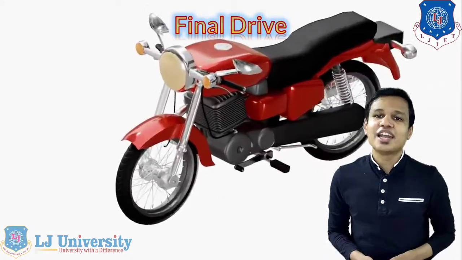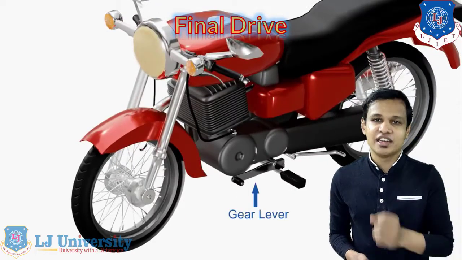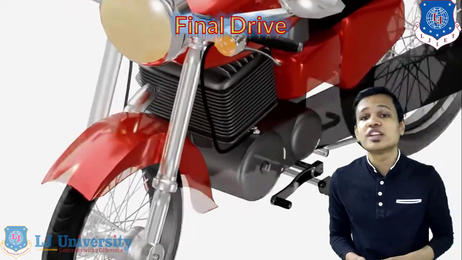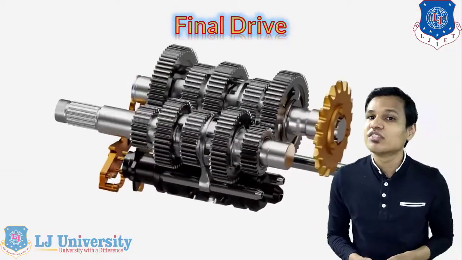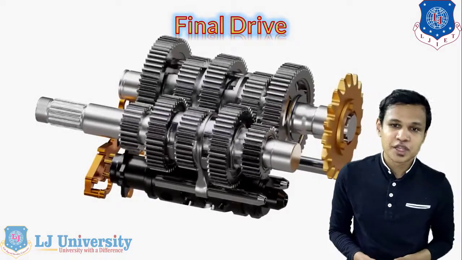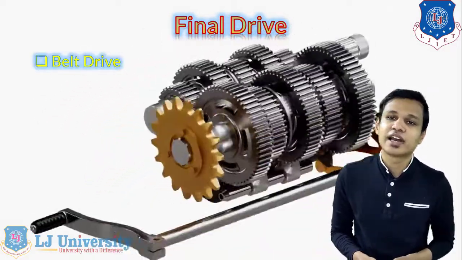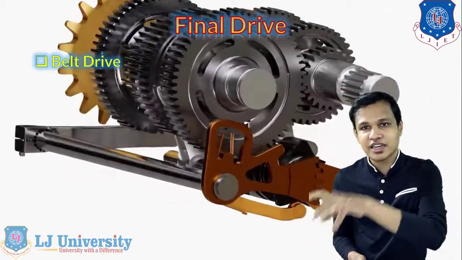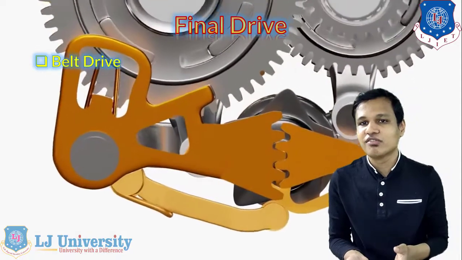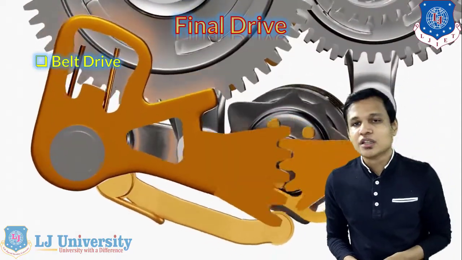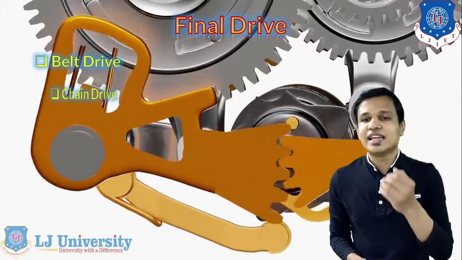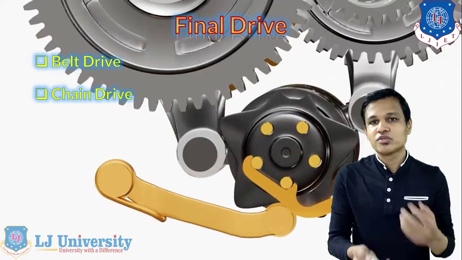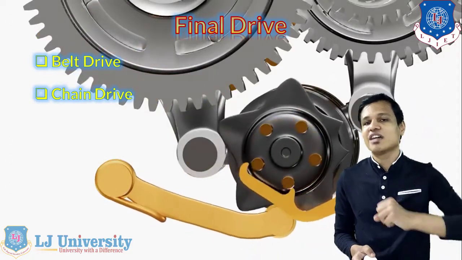Now the last component that needs to be seen is the final drive, right? We saw the primary drive, the primary reduction, in which mostly we use the gear drive. Now how does the final drive work, how is the power transmitted? So the first option for the final drive is the belt drive. If we connect the belt with our rear tire and the front tire, then the final drive will work and the power can be transmitted. The most widely used drive is the chain drive, that we have already seen in a motorcycle, right? Almost everyone might have seen how the chain drive works.